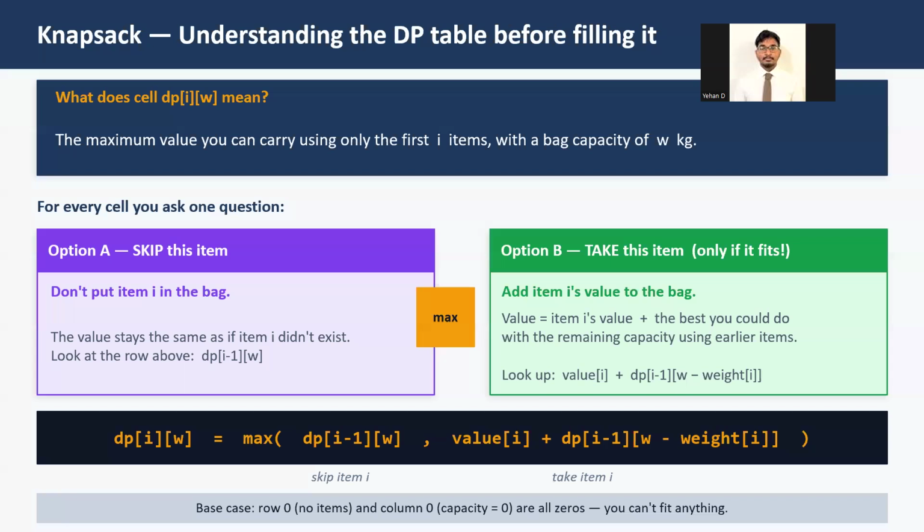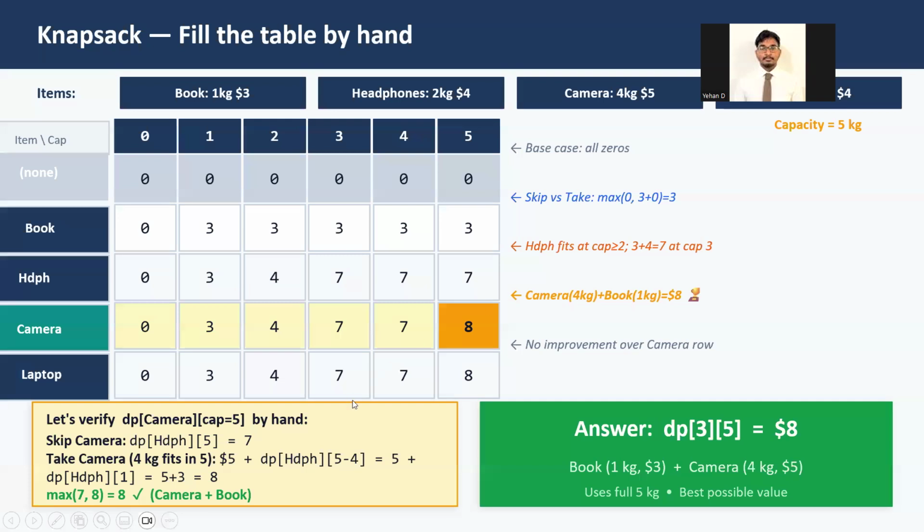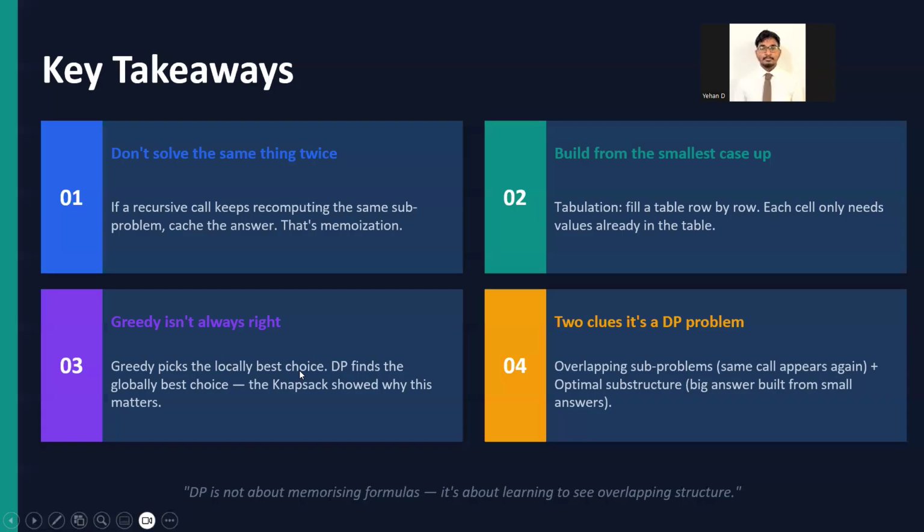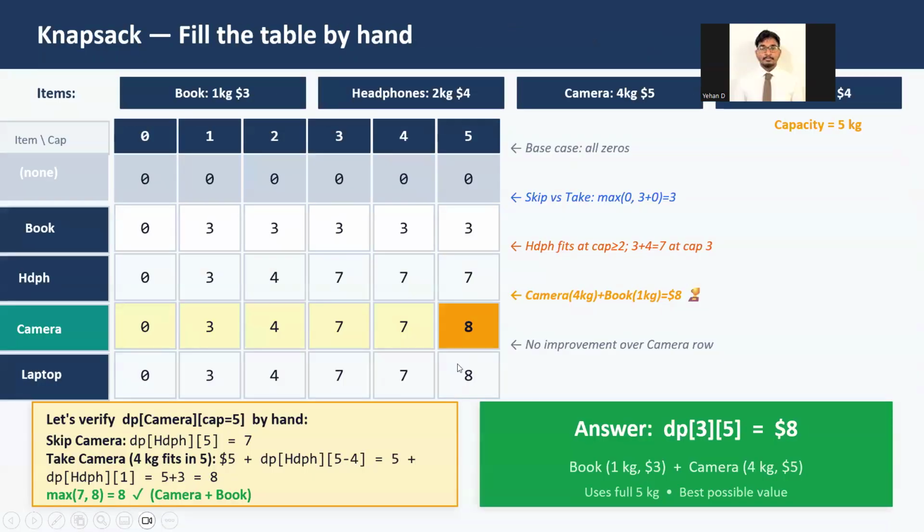So what we do is, if we skip this item, the value of dp[i][w] will be the same as if we did not have that item. It'll be the same value. So we go up the table. So this is i and this is i and this is w. So if we do not choose the laptop, that means the value should be the same as the row above it because we did not choose the laptop.